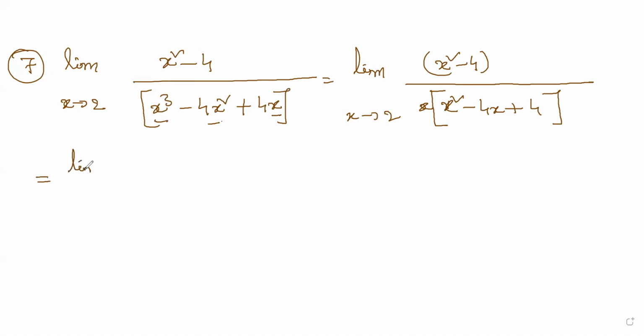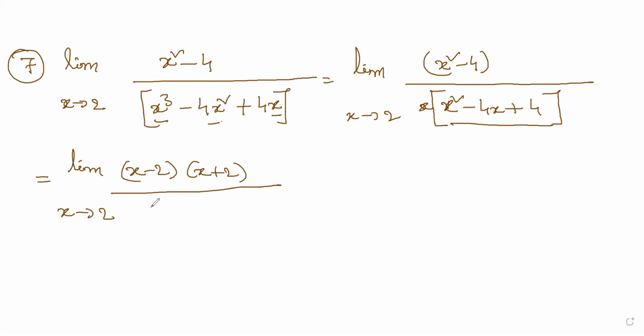So limit x tends to 2. On the top, it is x minus 2 into x plus 2, I can factorize. In the denominator, this is a perfect square, x minus 2 whole square, so whole divided by x into x minus 2 whole square. When you give the expansion, x square minus 4x plus 4, it is a square minus 2ab plus b square, so this is the perfect x minus 2 whole square.